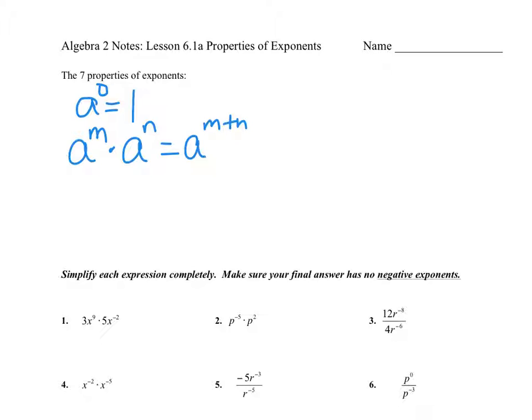2 to the 3rd means to multiply 2 3 times, right? 2 to the 4th is to multiply 2 4 times. Well, if I wanted to write that all as 2 to something, it's 2 to the, how many of them? 7. And that would just be 3 plus 4. Okay? So that's the property.